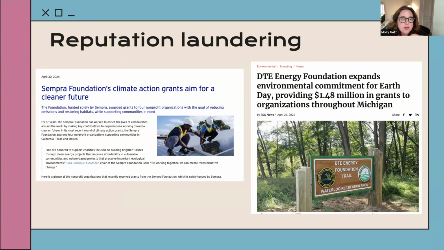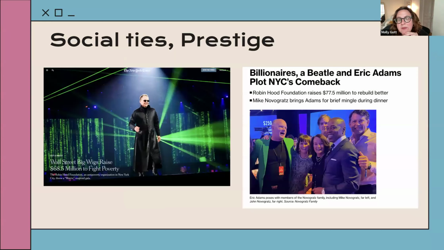Here are some examples of utility companies that continue to burn fossil fuels, have been very resistant and unwilling to transition to clean energy, giving money to climate groups or environmental groups so that they can say, look, we care about the environment, we're doing stuff, but we're not willing to change our business model. And then lastly, social ties and prestige. A lot of times these organizations, like this is from the Robin Hood Foundation again, being on the boards of universities, being on the boards of museums and other cultural institutions, are physical places where the power elite can gather, network, etc.